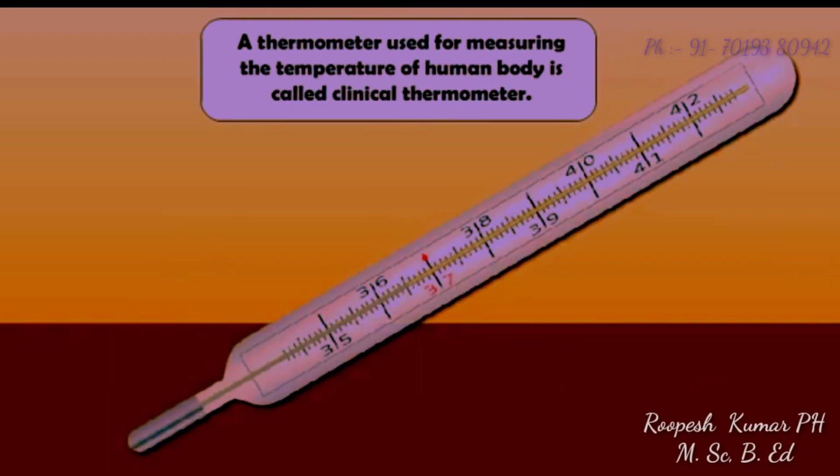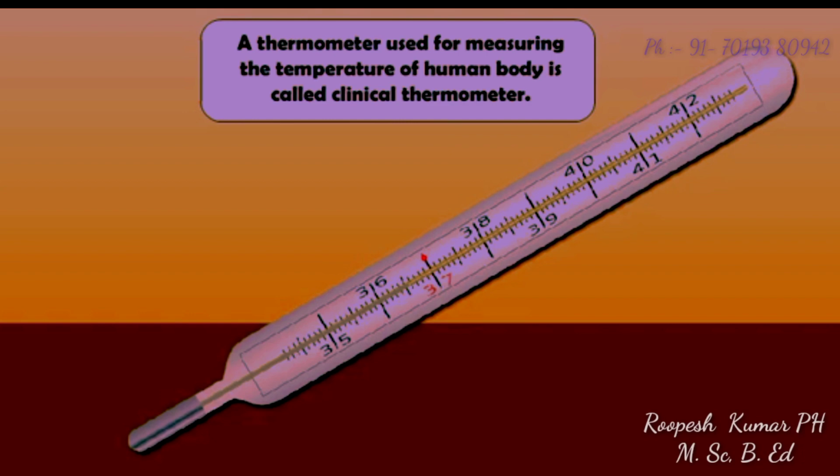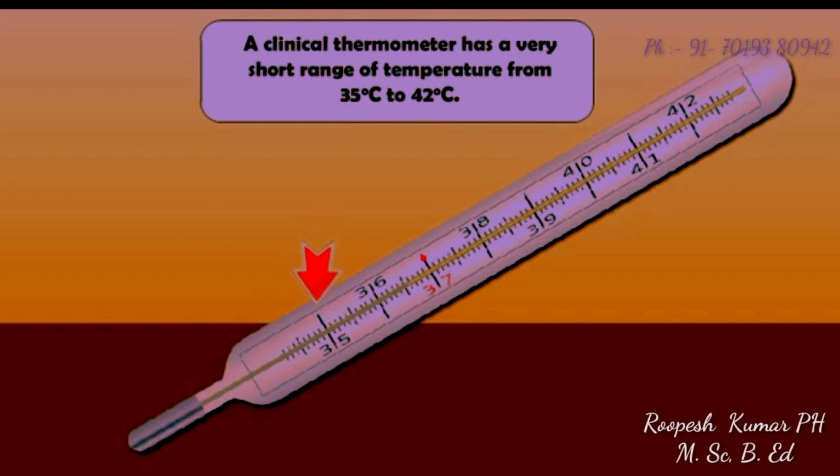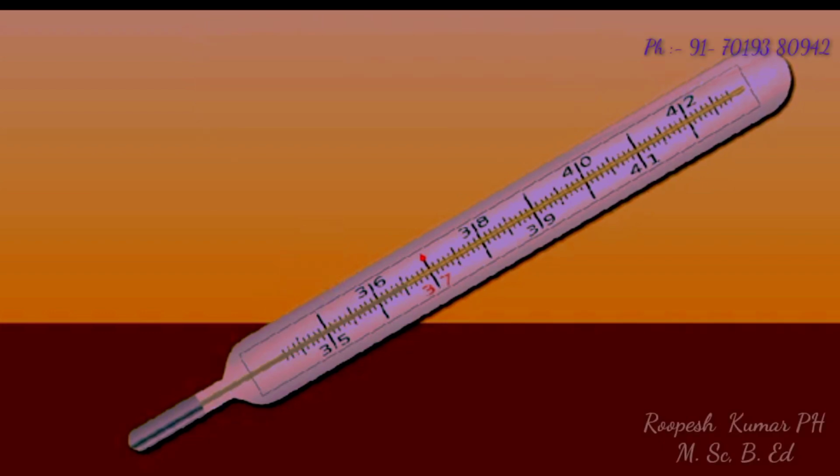Clinical thermometer. A thermometer used for measuring the temperature of human body is called clinical thermometer. A clinical thermometer has a very short range of temperature from 35 degrees Celsius to 42 degrees Celsius. A clinical thermometer has a kink in its glass tube on the tube side of the mercury thread.